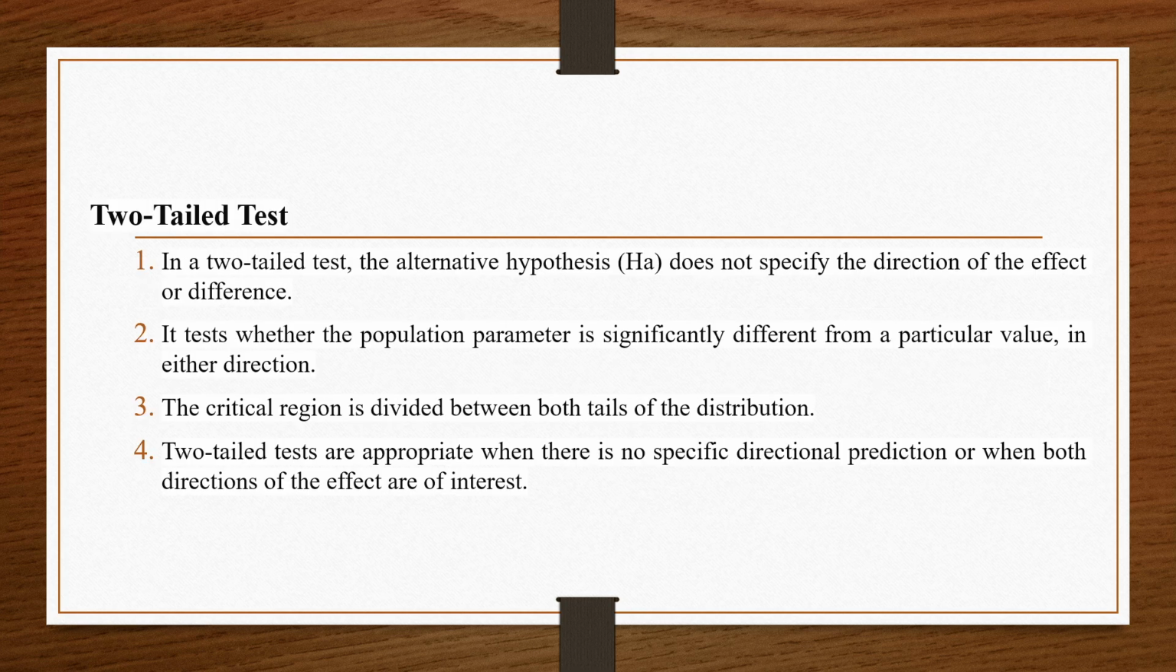Now let's consider the two-tailed test. In a two-tailed test, the alternative hypothesis does not specify the direction of the effect or difference. It tests whether the population parameter is significantly different from a particular value in either direction. The critical region is divided between both tails of the distribution, and two-tailed tests are appropriate when there is no specific directional prediction or when both directions of the effect are of interest.